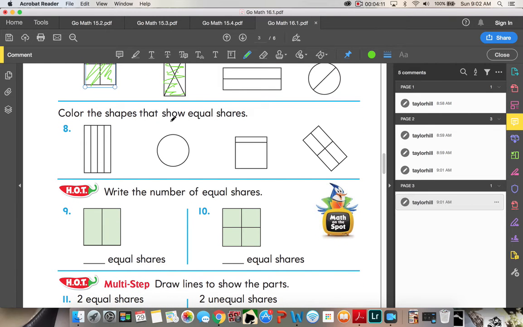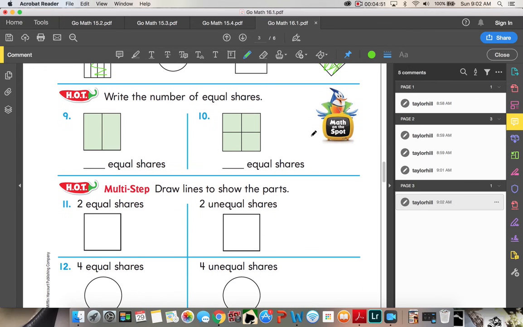Okay, color number 8. Color the shapes that show equal shares. So pay attention. We are now going to equal shares. Okay, so number 8. Let's look at the first one. 1, 2, 3, 4. There's 4 pieces of a rectangle. They look to be divided evenly, so we're going to go ahead and color them in. Okay, the circle. There are no equal shares on the circle, so can we color it in? No. All right, the square is cut into 2 pieces, one small and one large. Is that equal? No, it is not. Okay, then this rectangle over here is cut into 4 equal pieces. Are they equal? Yes, they are. So we're going to color them in.